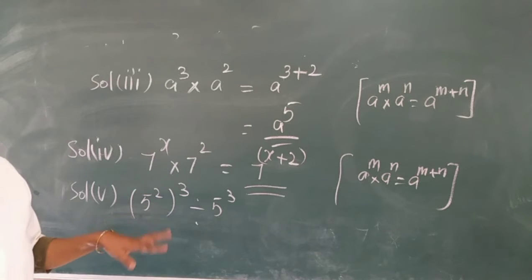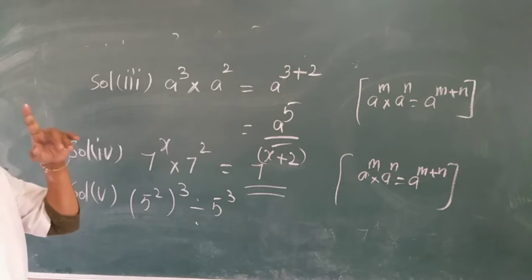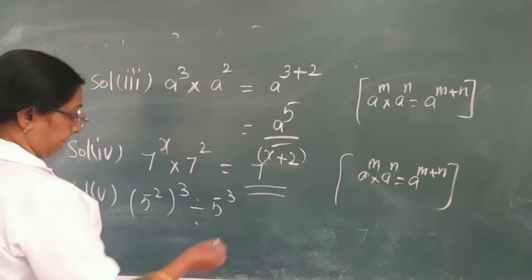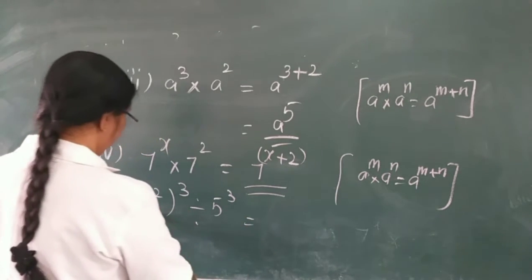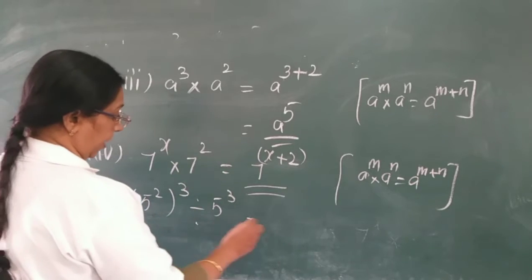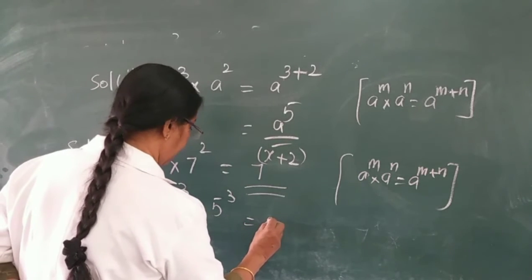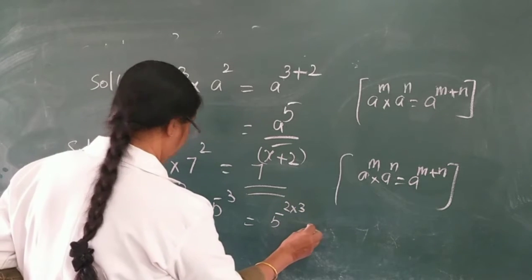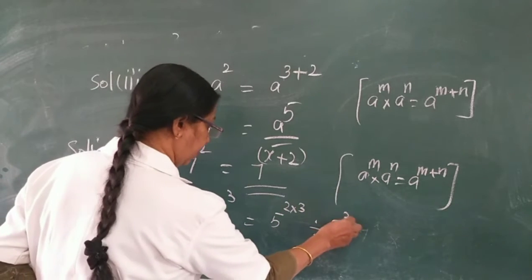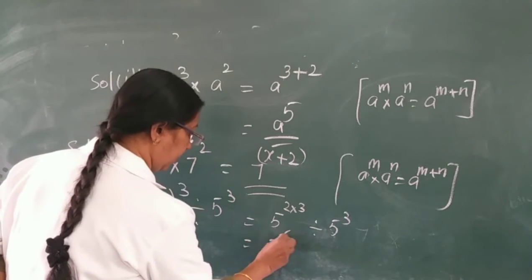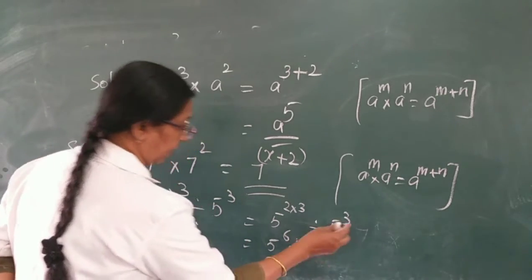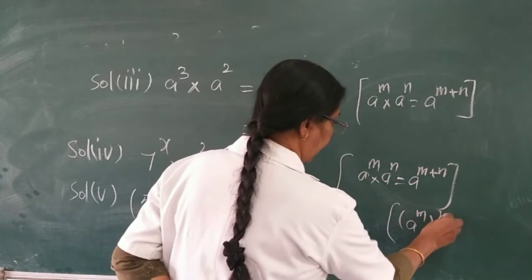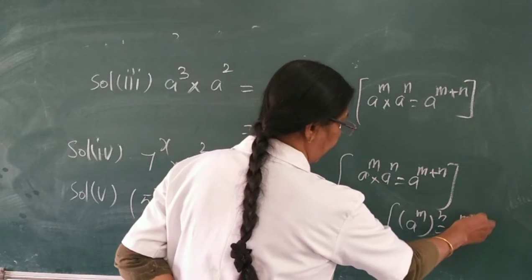Taking power of power, do you remember? A raised to m the whole raised to n is a raised to mn. A raised to m the whole raised to n is equal to a raised to mn. Here 5 raised to 2 into 3 divided by 5 raised to 3. So 5 raised to 6 divided by 5 raised to 3. Now first we apply a raised to m the whole raised to n is equal to a raised to mn. Can you see?